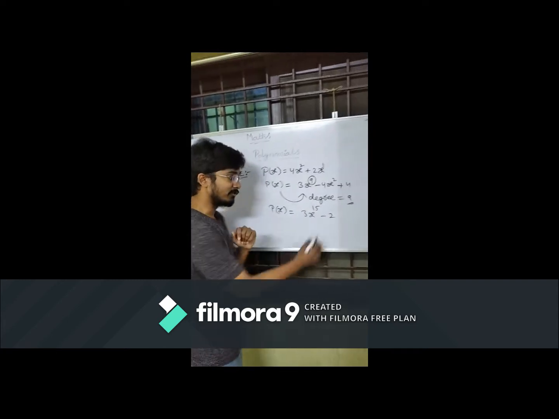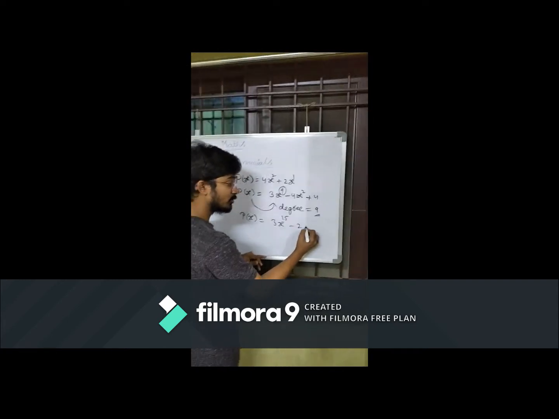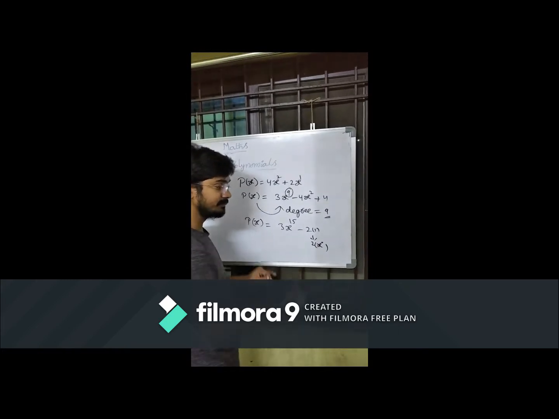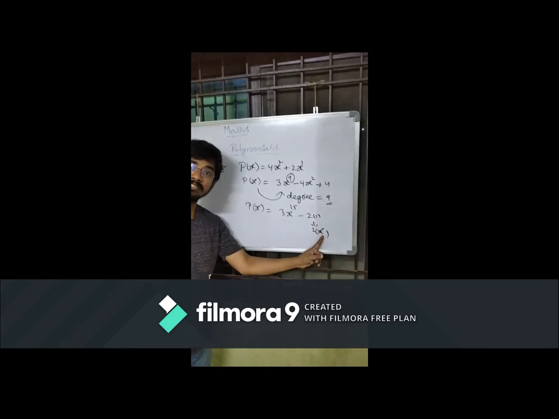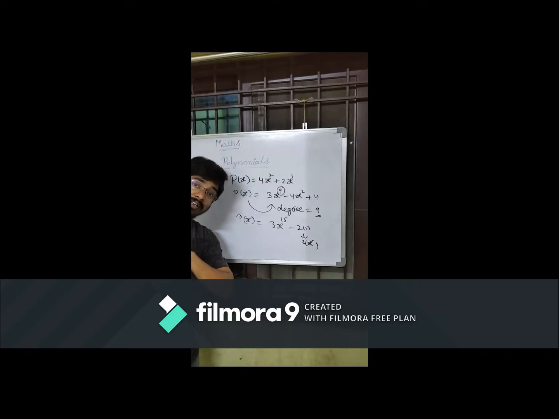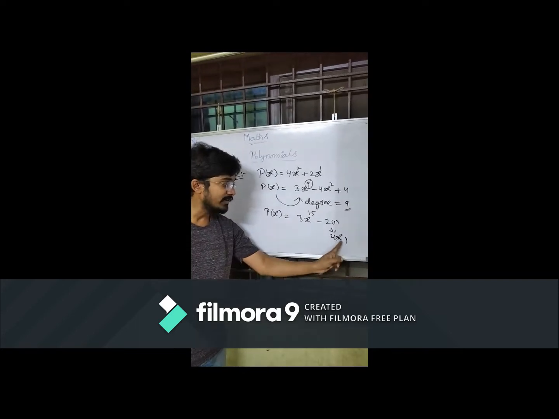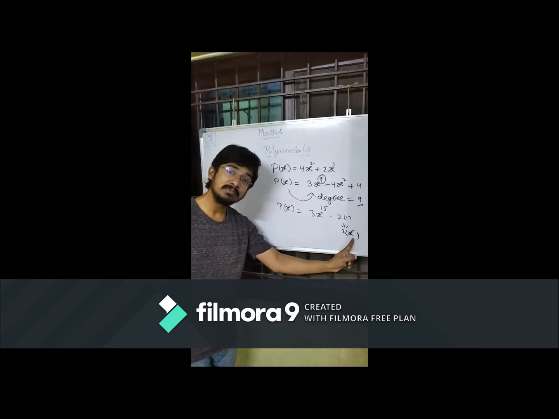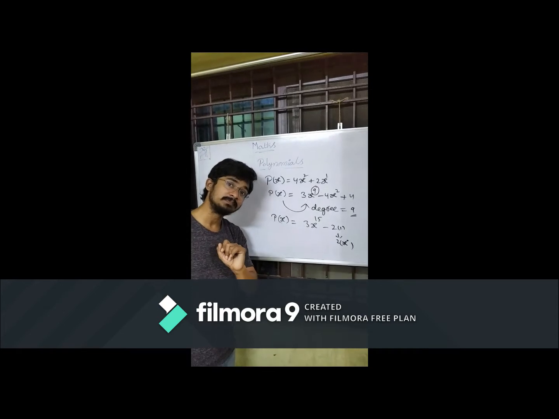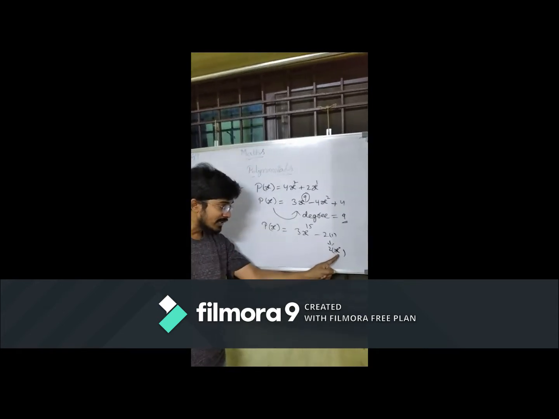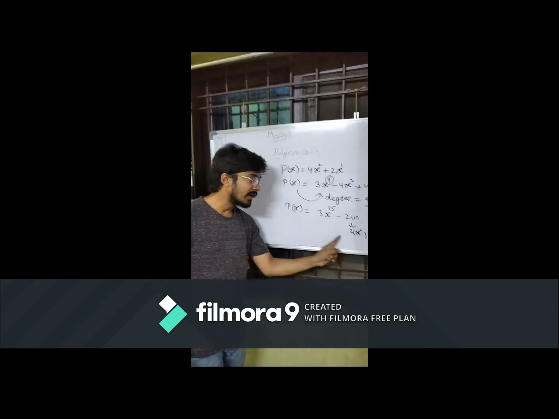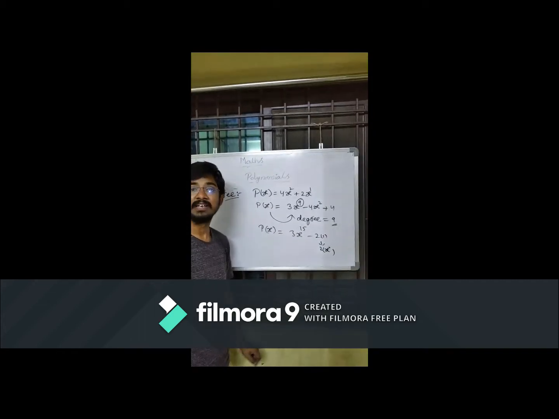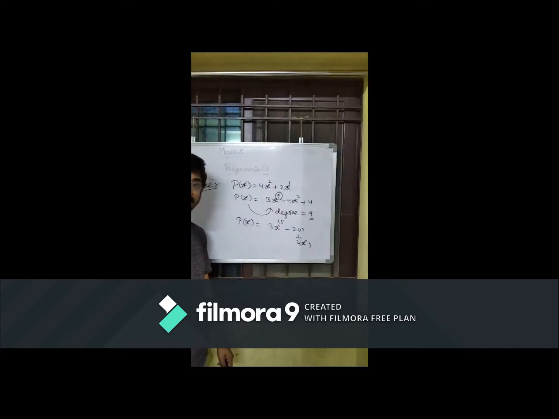The power is always 0 because 2 can be written as 2 into 1, and 1 can be written as x power 0. Anything power 0 has value 1. So 2 is 2 into x power 0. For the constant term 2, the power of the variable is 0. So the degree of this polynomial p of x equals how much? 15. The degree of this polynomial p of x equals 15.